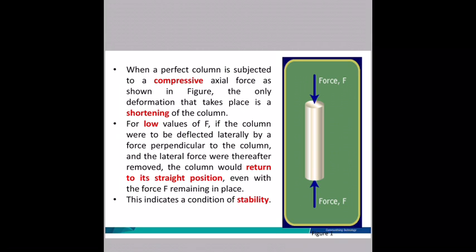It means here, when you apply the force, if the force is still in the range of the allowable force, then after you release the force, it will get back to its straight position. So the column should be straight. If your column is not straight, then we call it a failure of a column. If your force here is still in the range of the allowable force, then your column is said to be stable if it can return back to its straight position.